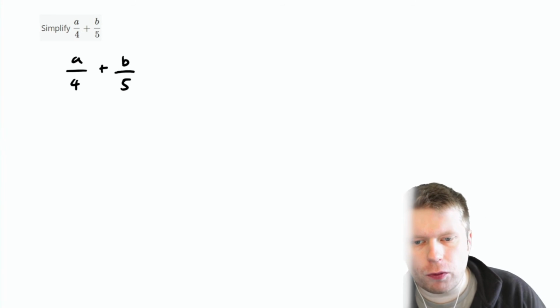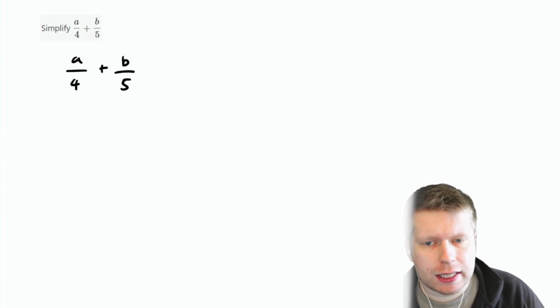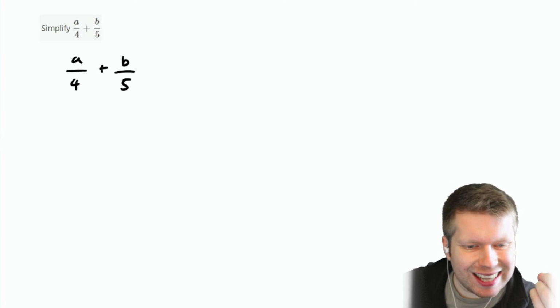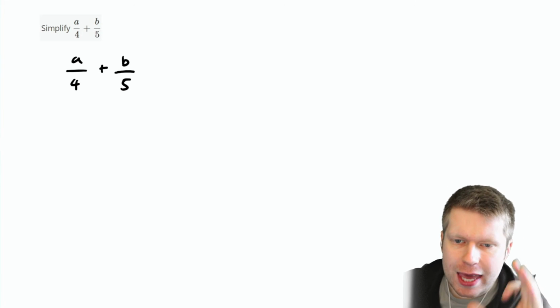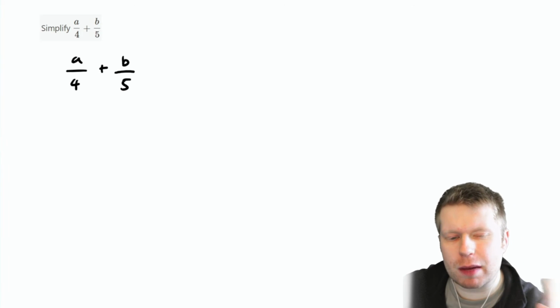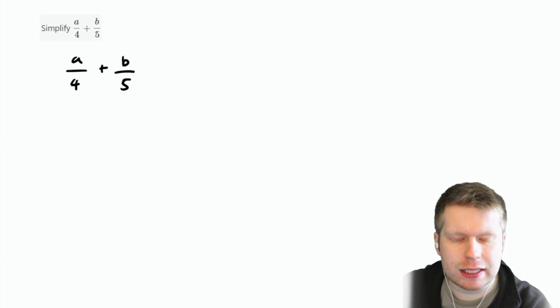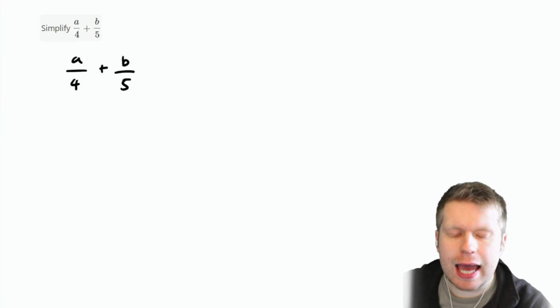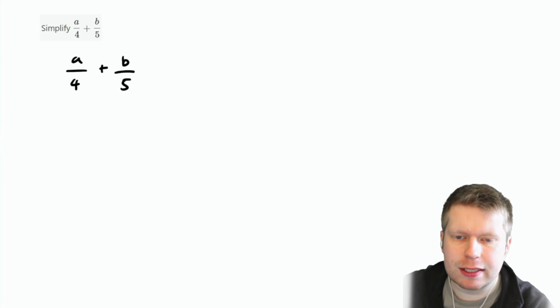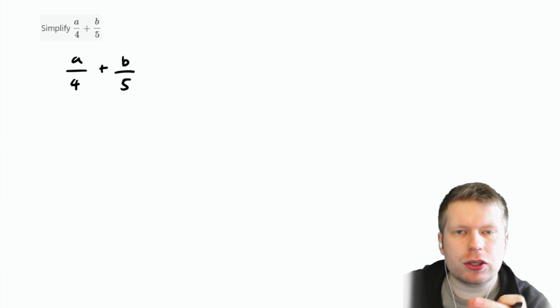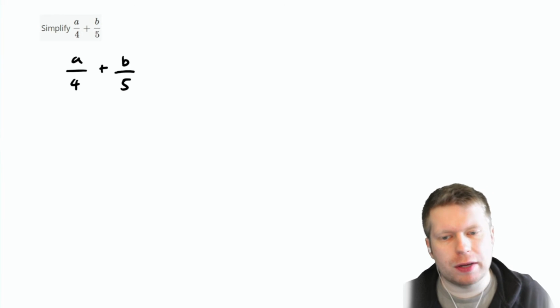So I have a over 4 plus b over 5, and I need to simplify that. Now, again, we see that word simplify coming up. Here, the simplification means something a little bit different to what we were looking at when we were simplifying before. So I think in this case, when we're asked to simplify this, instead of writing it as 2 separate fractions, we just want to combine it and write it as one big fraction.